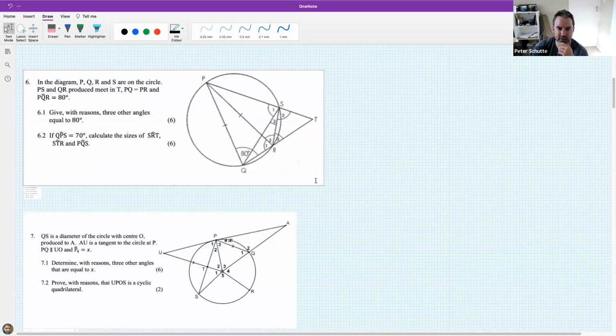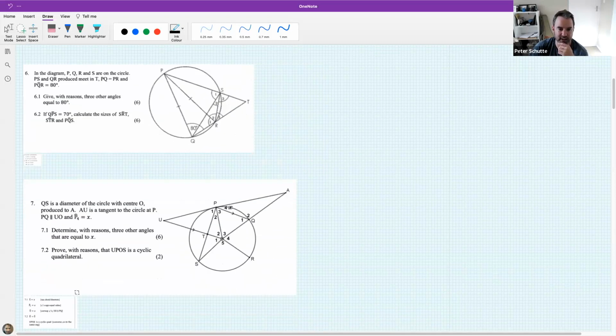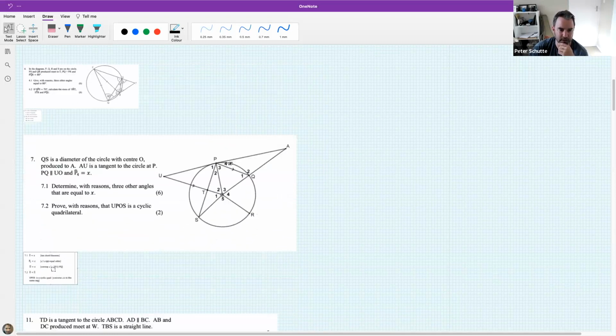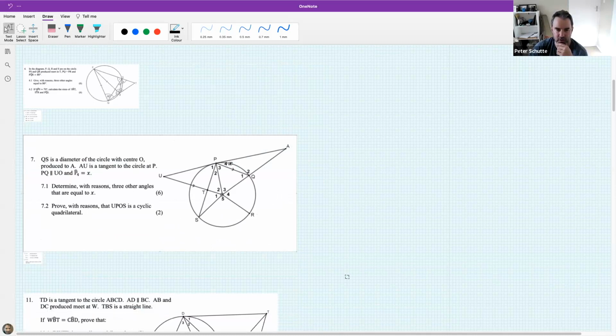Let's leave this one. Let's go to one that has a cyclic quadrilateral thing involved. So let me skip that one and we're going to start on this one.